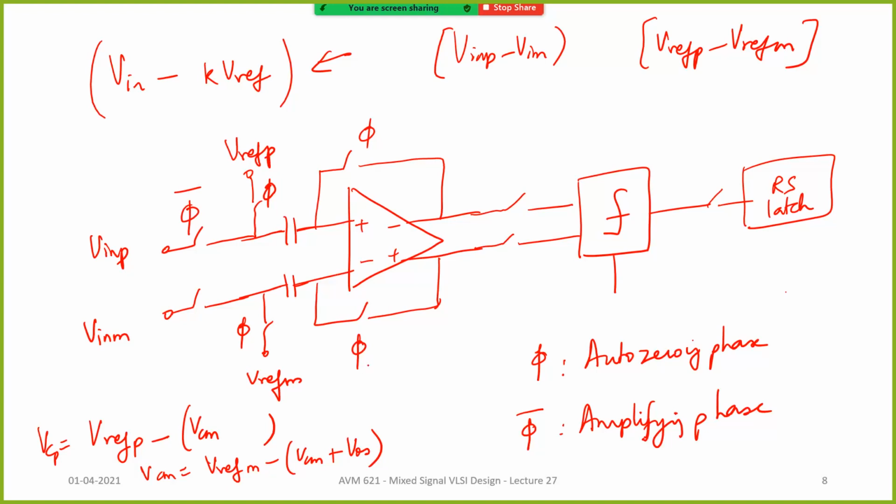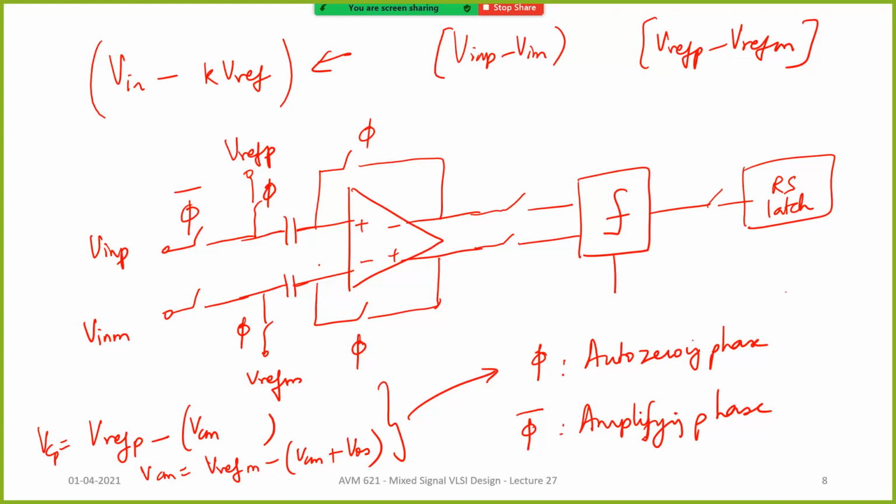All right. So this happens in the amplifier auto zeroing phase. In the amplifying phase, what will happen? The capacitor is acting as a battery in series. So VIN P minus VREF P will automatically happen. Okay, and here already you have VOS in one polarity. Here you will have VOS in the other polarity, right? So you will have VREF minus VCM minus VOS.